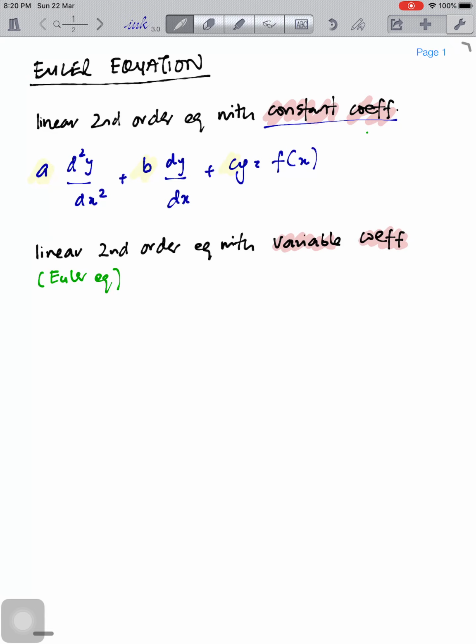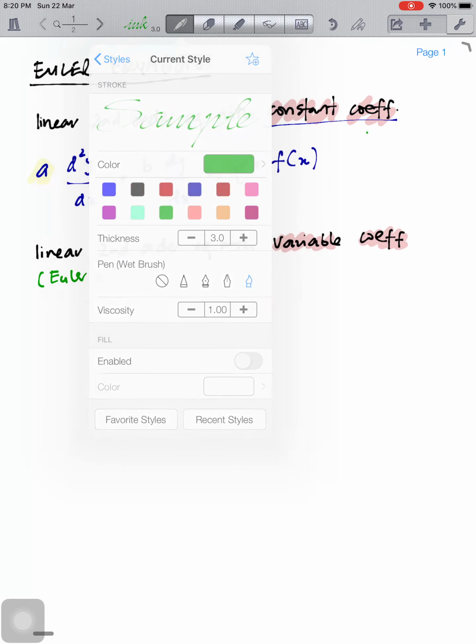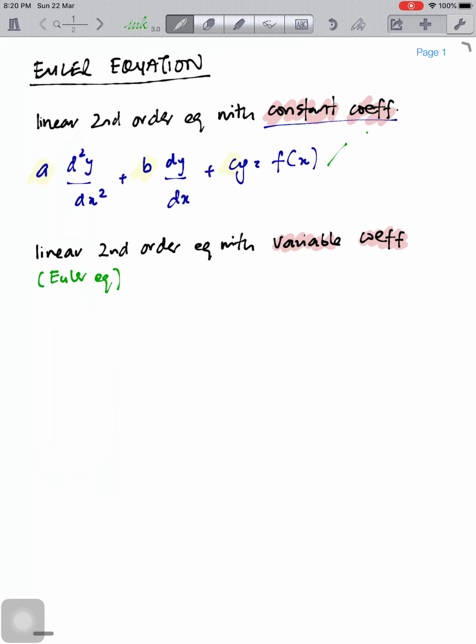And there are two types of equation that we have discussed under this type. The first case is when f of x is equal to 0, which is known as a homogeneous equation. The other type is when f of x is not equal to 0, and that is known as the non-homogeneous equation that we solve by using the UC or VOP method. So today we're going to discuss another type of equation which is known as the Euler equation.